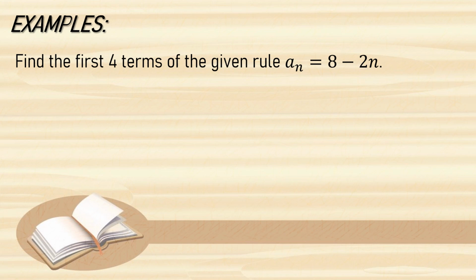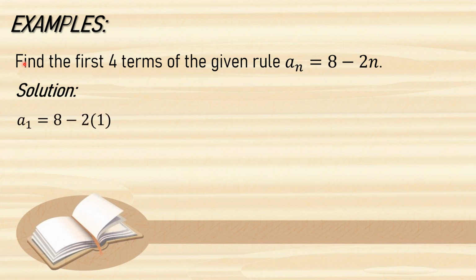Let's have another example. Find the first 4 terms of the given rule a sub n equals 8 minus 2n. Okay, so ganun pa rin yung gagawin natin. Isa-substitute natin yung first 4 terms which are the numbers 1, 2, 3, and 4 doon sa variable n ng ating given rule. Okay, so proceed tayo sa first term.